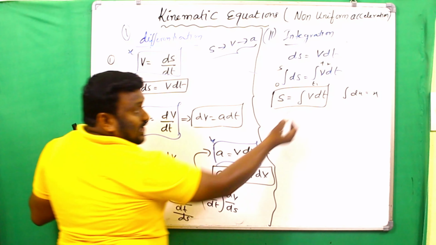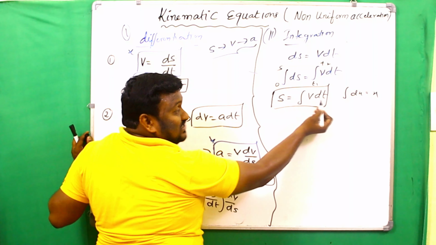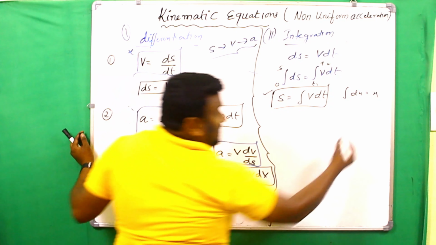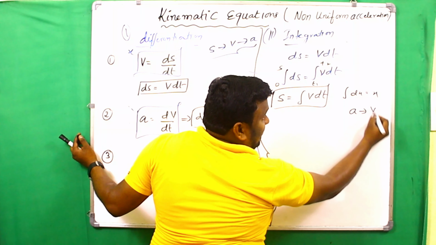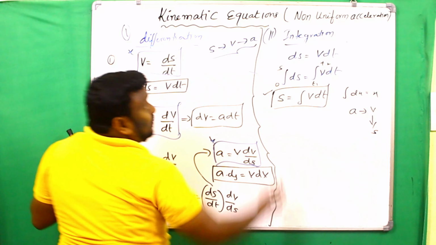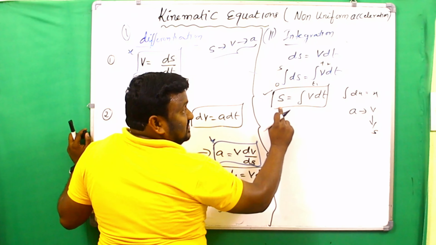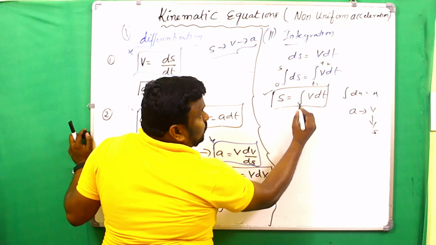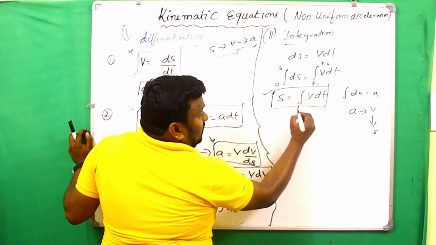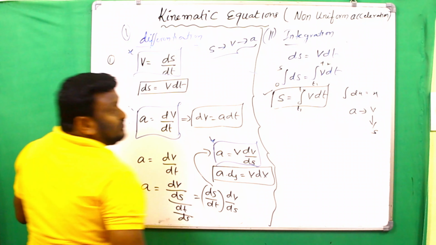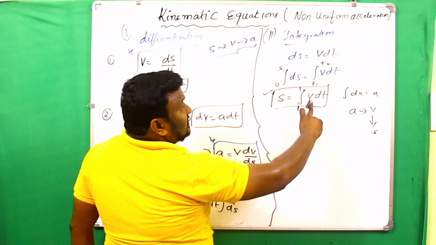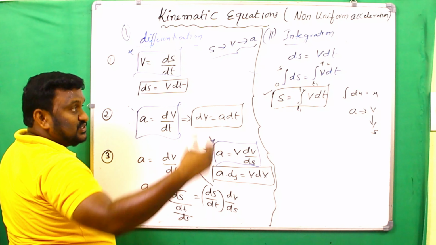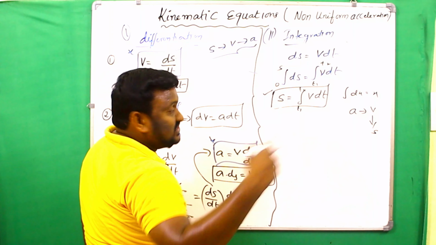That means if we integrate the velocity with respect to time, then only we will get the displacement. Just now we discussed acceleration to velocity, velocity to displacement. Then only integration is preferable. s = ∫v dt, with limits t1 and t2. Again we can take v = u + at. So that we will discuss in the derivations clearly.